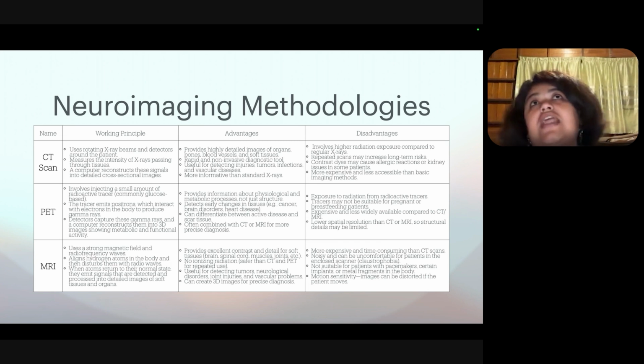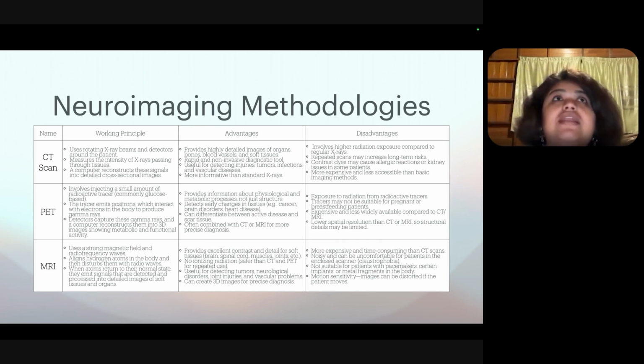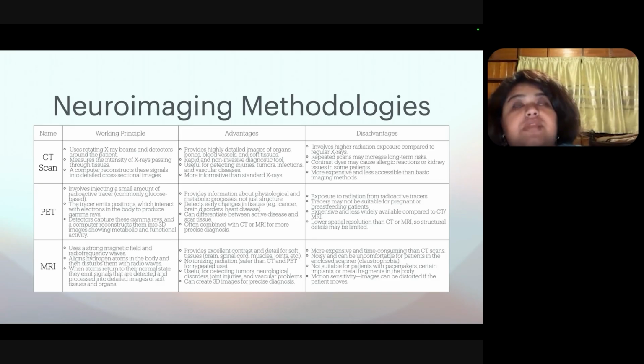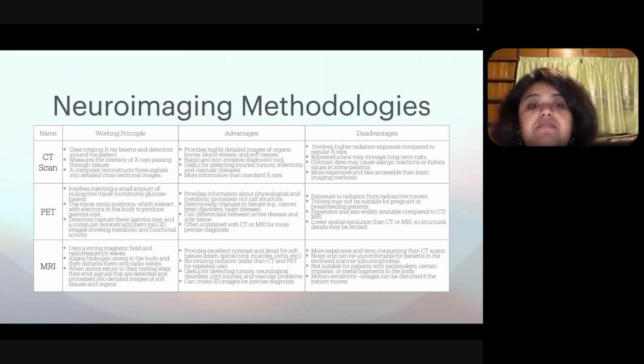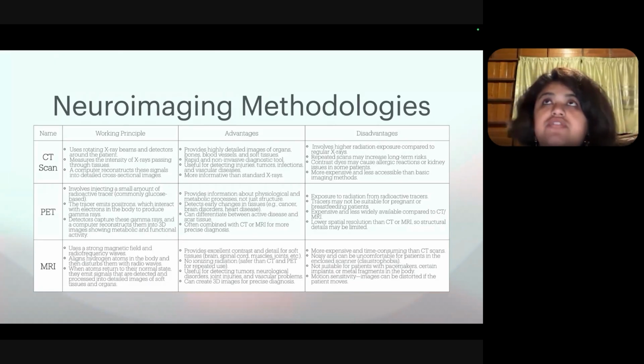That is why PET scan was invented. PET scan can actually identify the functional problems in the brain. It can actually see the metabolic changes and the functional physiological changes in the brain in real time. So how does it work?